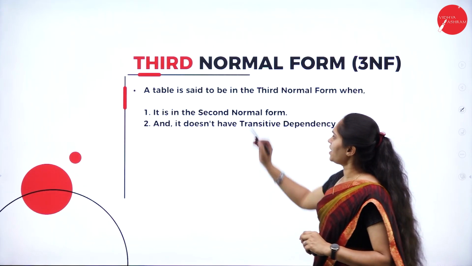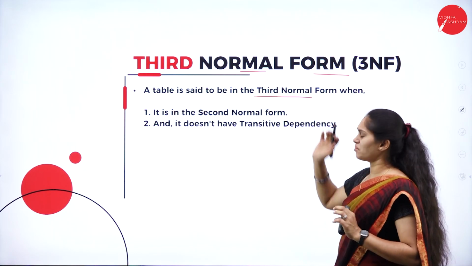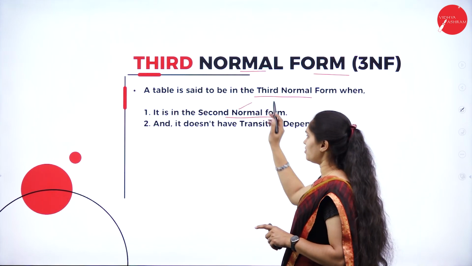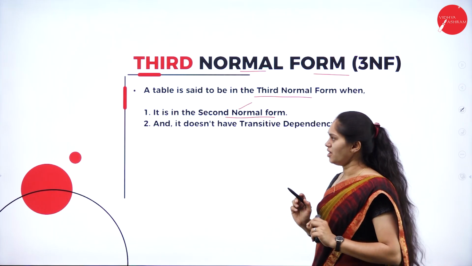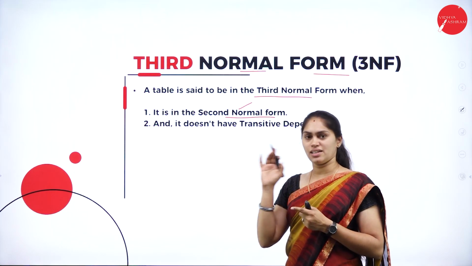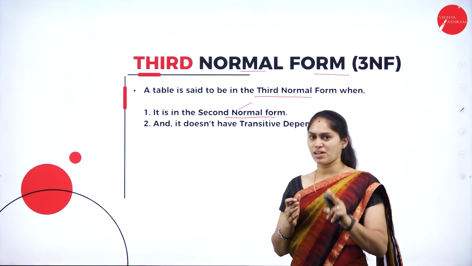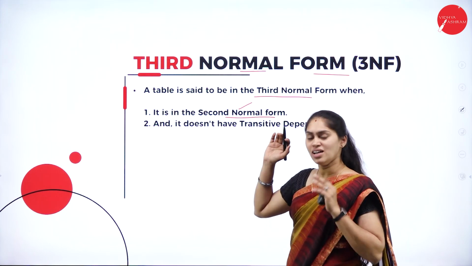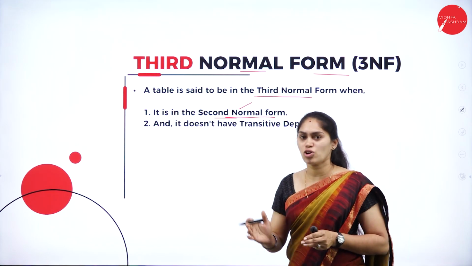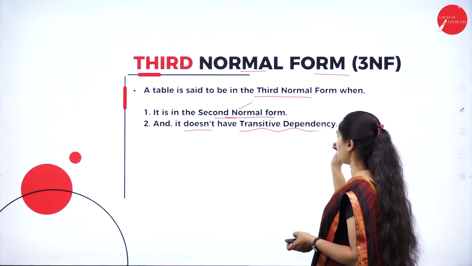Next, we have the third normal form. If I want to say the table is in third normal form, it has to be in second normal form. To be in second normal form, it should first be in first normal form. That means we have removed the multi-valued attributes and it contains only atomic values. All the columns are unique, each column accepts only one value, and no two columns have the same value. If it is in second normal form, then there is no partial dependency. Along with that, it does not have transitive dependency.